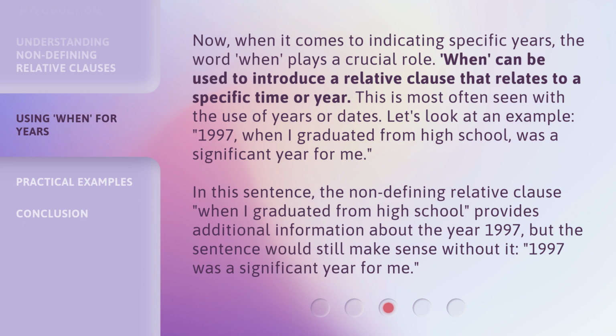1997, when I graduated from high school, was a significant year for me. In this sentence, the non-defining relative clause, when I graduated from high school, provides additional information about the year 1997, but the sentence would still make sense without it. 1997 was a significant year for me.